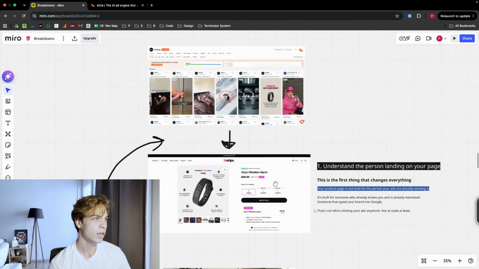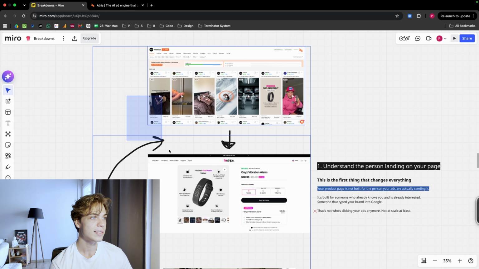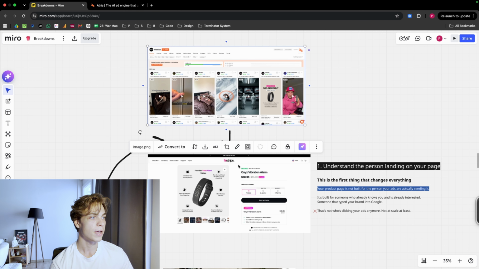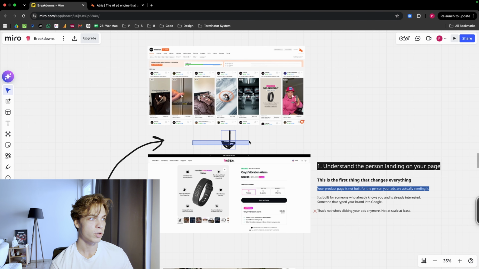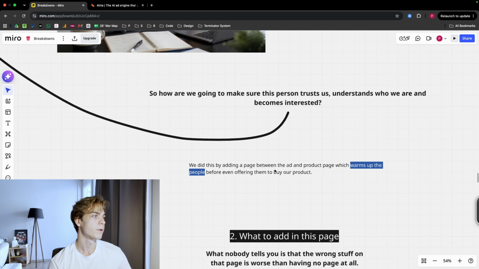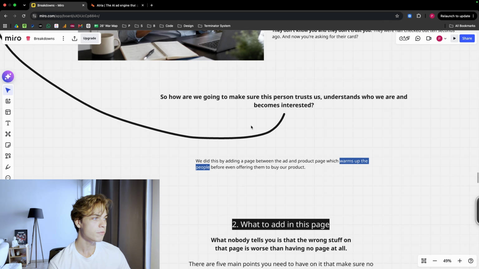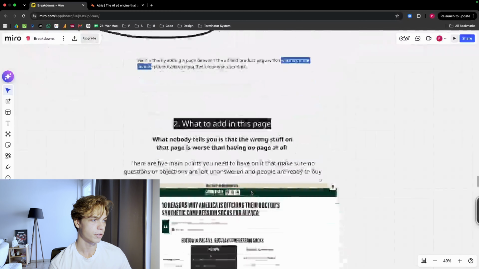So how are we actually going to make sure that this person trusts us, understands who we are, and becomes interested, right? How are we going to do that? We're going to do that by adding a page between these two things, the ad and the product page itself. We're going to add one more page in between. And you might be like, but isn't that adding an extra step? No, trust me, I'm going to explain everything later. As I said, we do this by adding a page between the ad and the product page, which warms up the people before even offering them to buy the product.